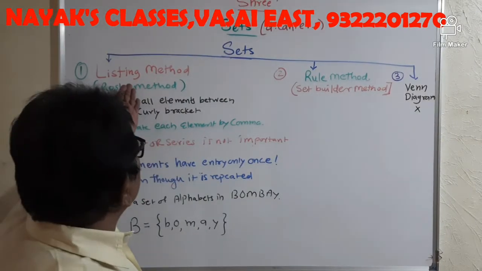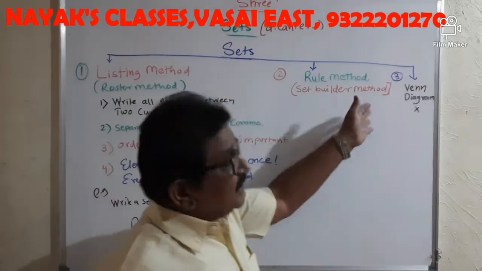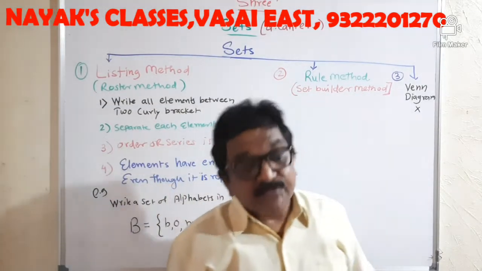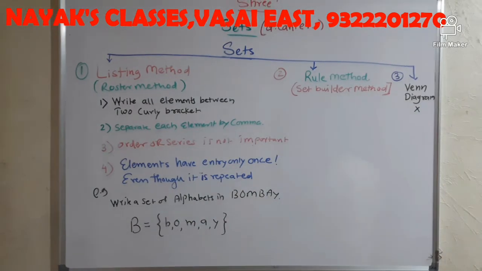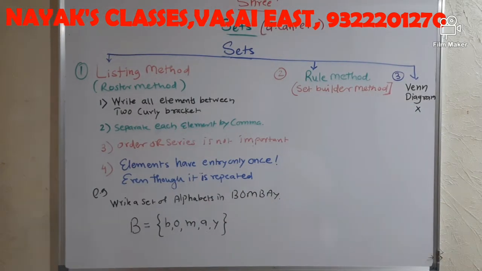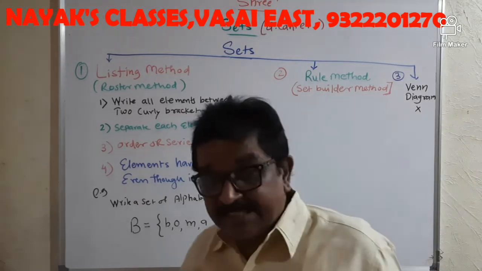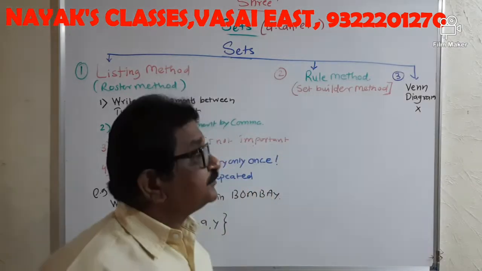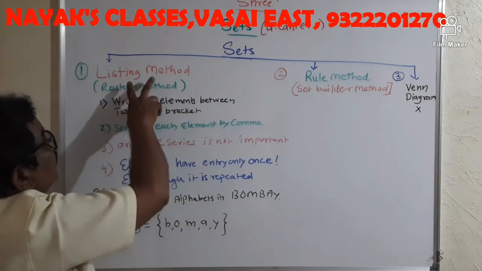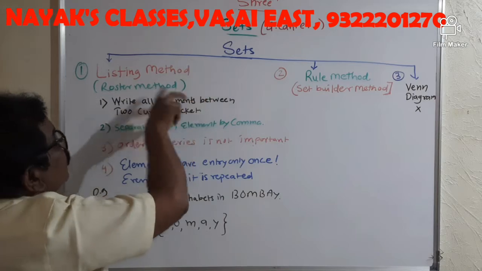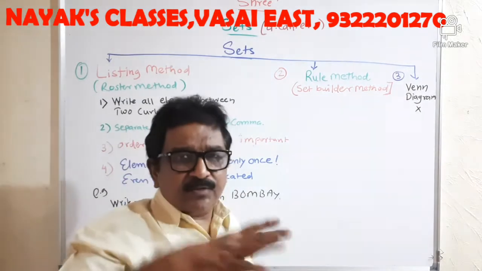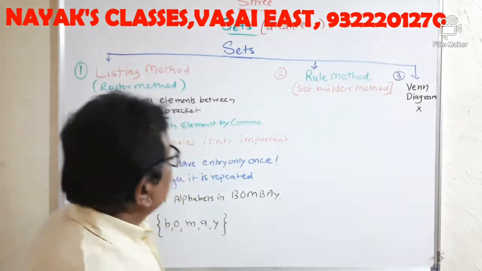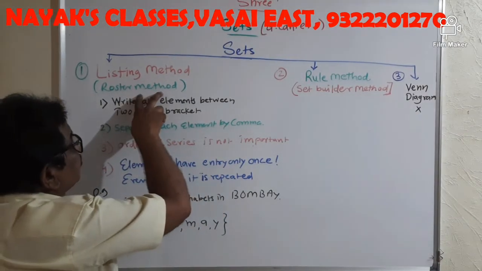There are three methods of representing sets. First is the listing method. It is also called the roster method. Listing means just list down.